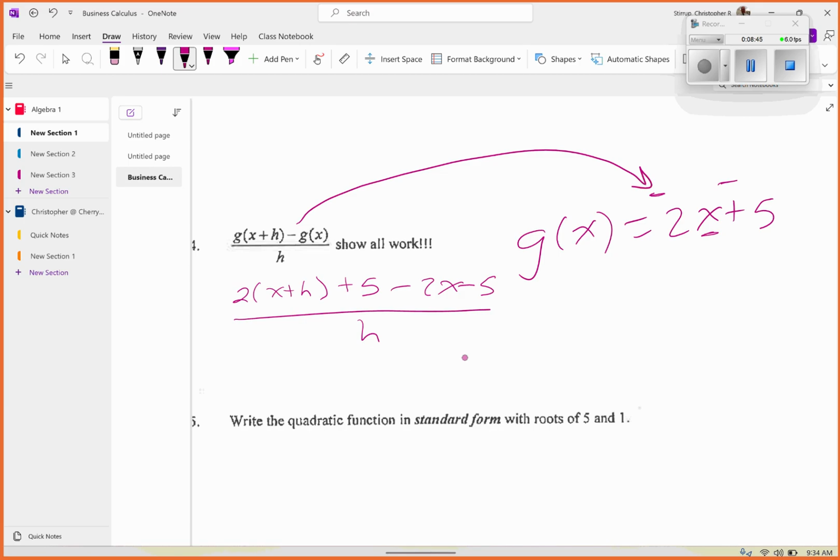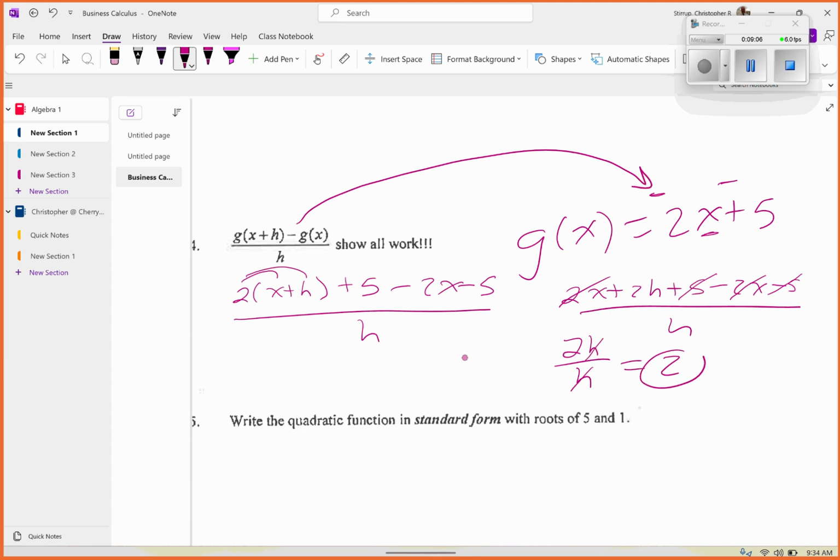Clean it up a little bit. Distribute here. That's going to give me 2x plus 2h plus 5 minus 2x minus 5, divided by h. 2x and minus 2x cancel. Positive 5 and negative 5 cancel. So then I wind up with 2h over h, and you can reduce there. The answer just comes out to be 2. That's the basic definition of a derivative, which we will get into a little bit in the future.